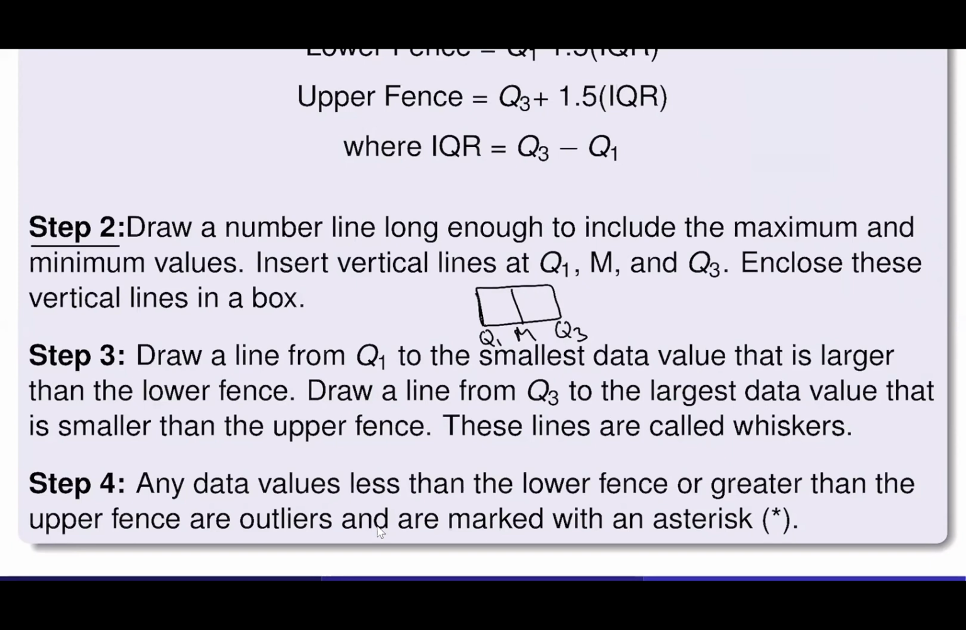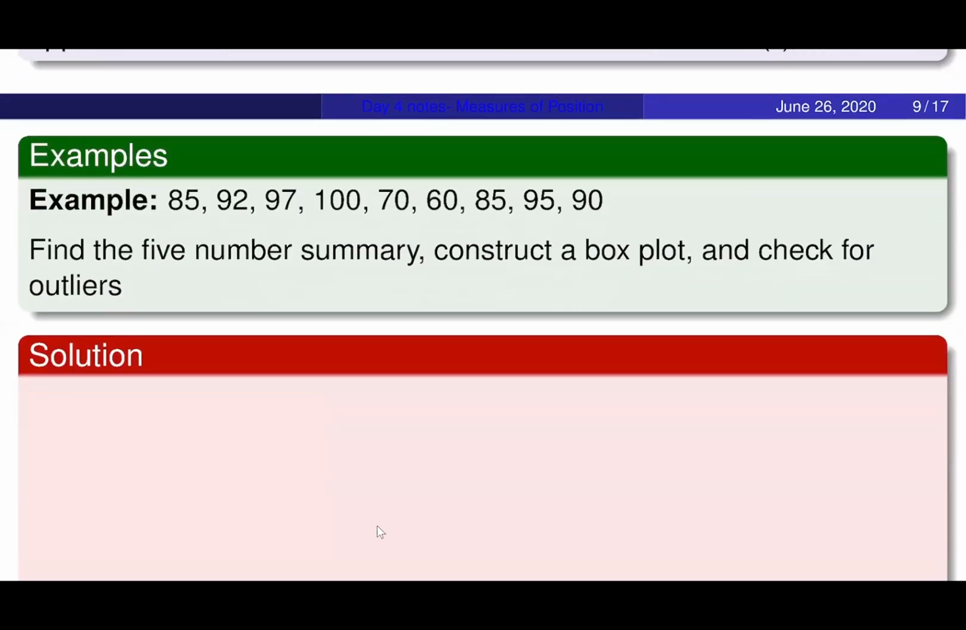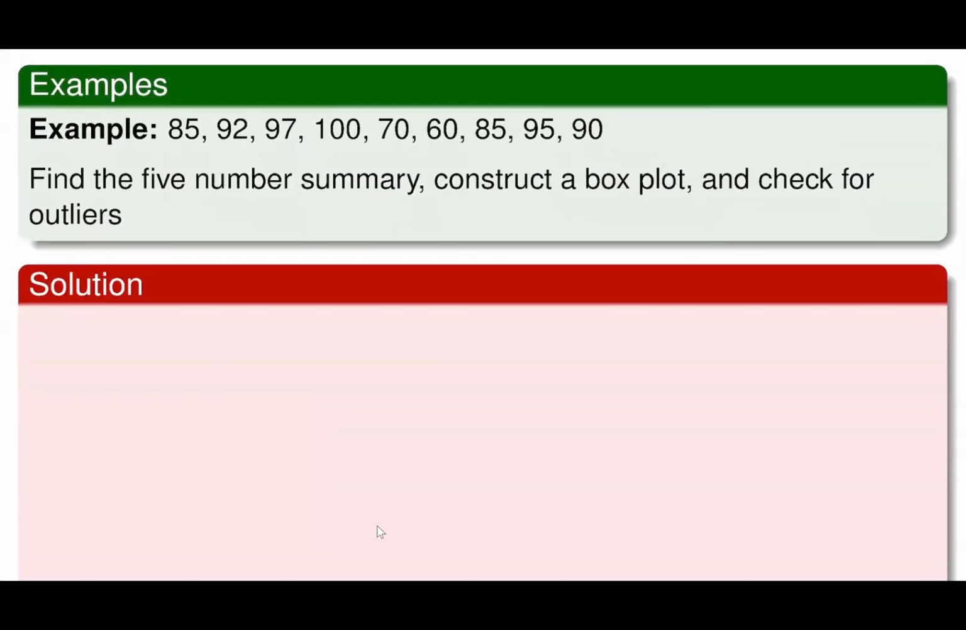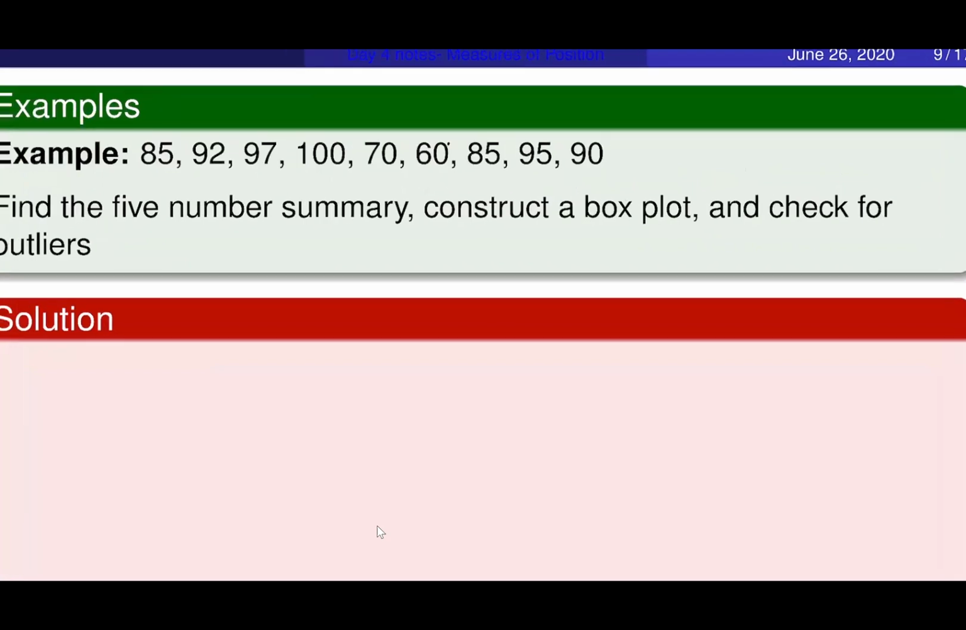All right, so let's do a problem. For this one, we have 85, 92, 97, 100, 70, 60, 85, 95, and 90. If you look at the instructions, it says find the five number summary, construct the box plot, and check for outliers. So the first thing we want to do is put the data set in order from lowest to highest, because it's not currently ordered. Oops, sorry about that.